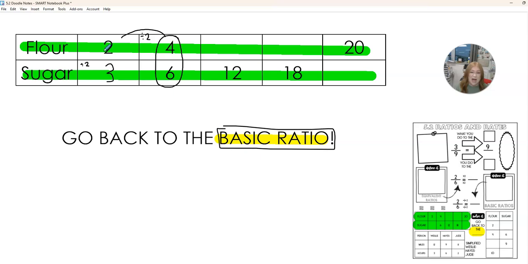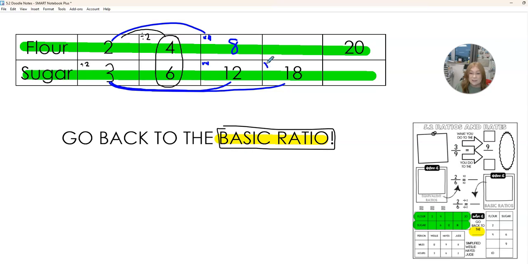We're always going to come back to that basic ratio. So we know 12 here. I'm going to ask, how do I get from 3 to 12? We had to times by 4. 3, 6, 9, 12. So if I do that here, I have to do that here. We're going to times by 4. So 2 times 4 is 8. We're just making a bunch of equivalent ratios, but we're always going to come back to the beginning here. So now we have 18. I'm going to ask, how do I get from 3 to 18? 3, 6, 9, 12, 15, 18.